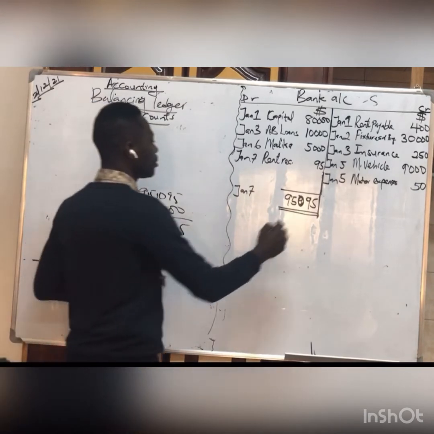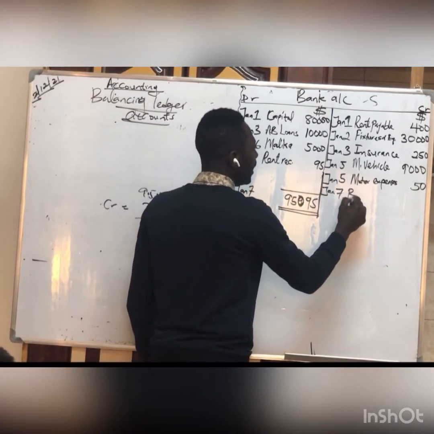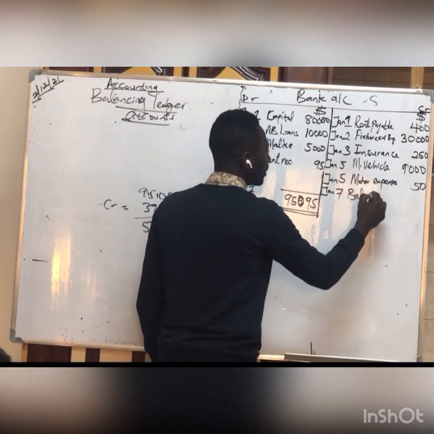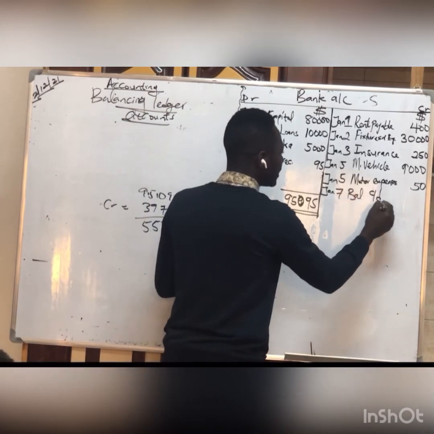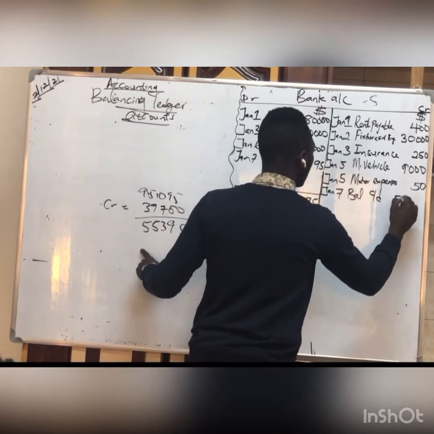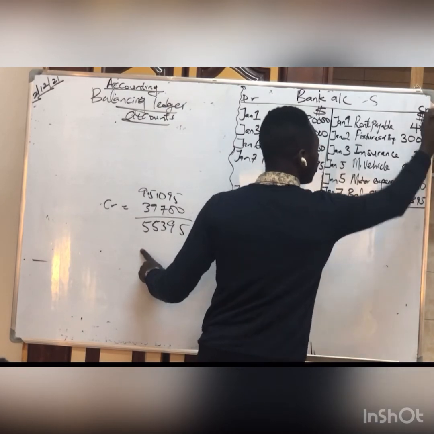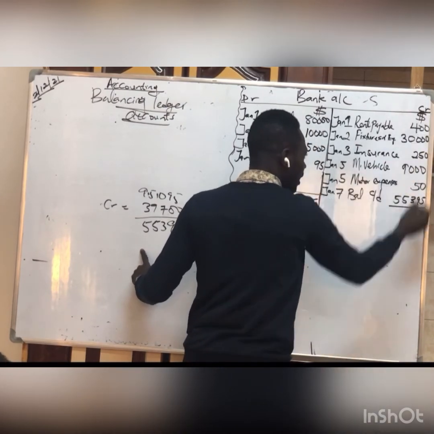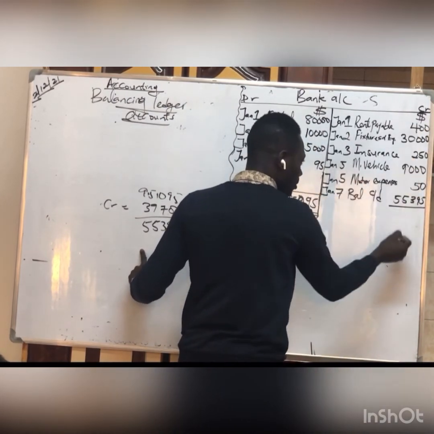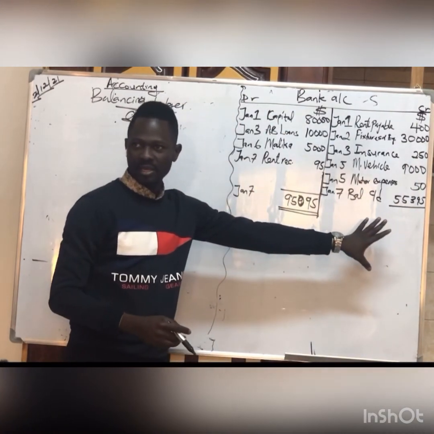55,395. So here you write January 7, balance carry down. What do I call the balance c/d of how much? 55,395. Please make sure your units are units, your tens are tens, your hundreds are hundreds, your thousands are thousands, your 10,000s are 10,000s. It's just because of the board here. Is it clear? Yes.